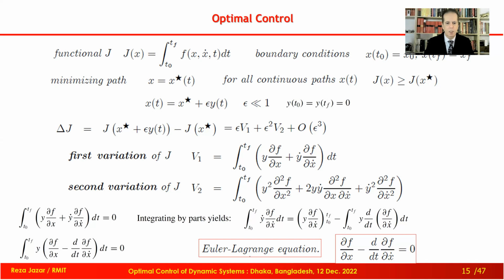In the second line, you see that we introduce a new variable, x, which is not optimal. It is x star plus epsilon y of t. Epsilon is very, very small, tiny, and y of t is another function which we call the perturbation, multiplied by that epsilon. That epsilon guarantees that x of t is very close to x star.